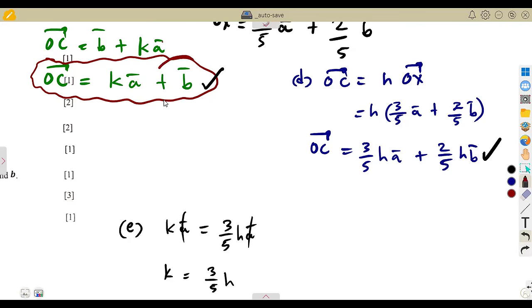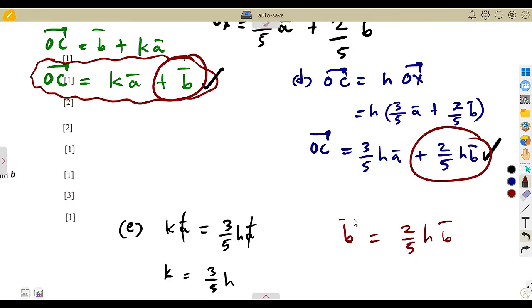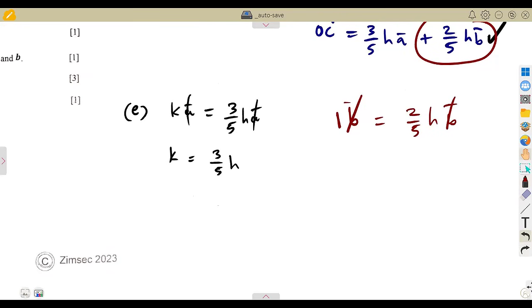Consider the part of vector B. There's vector B, there's vector B here. So vector B is equal to 2 over 5 H vector B. Vector B and vector B are the same, so they cancel. You remain with what here? There is a 1. So it follows that 1 is equal to 2 over 5 H. These are simultaneous equations, which is very true.